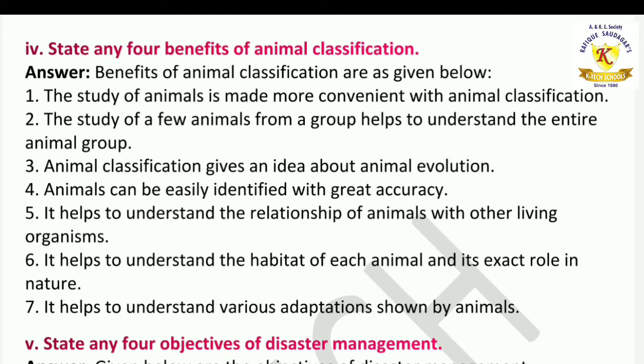They can easily be identified with great accuracy. It helps to understand the relationship of animals with other living organisms. It helps to understand the habitat of each animal and its exact role in nature. It helps to understand various adaptations shown by animals. So these are the benefits of animal classification.